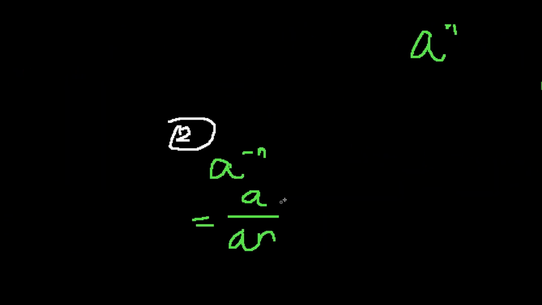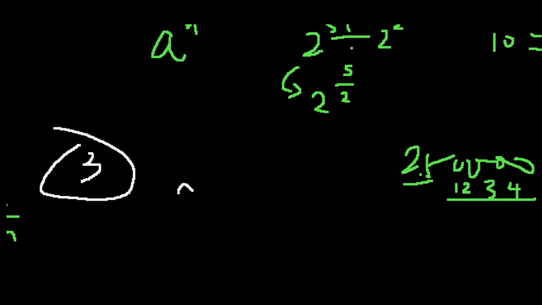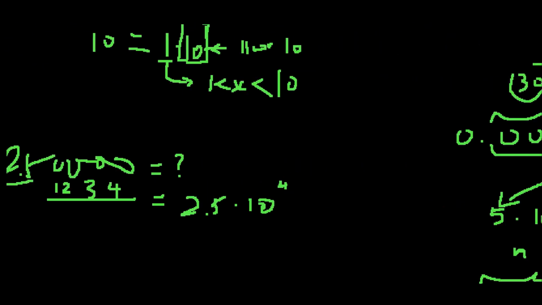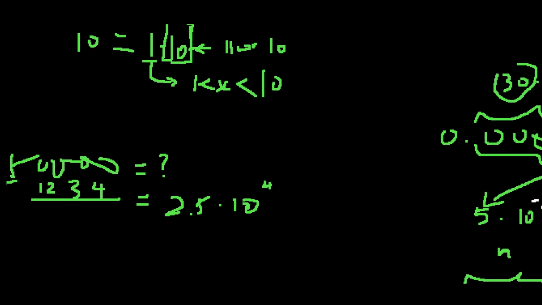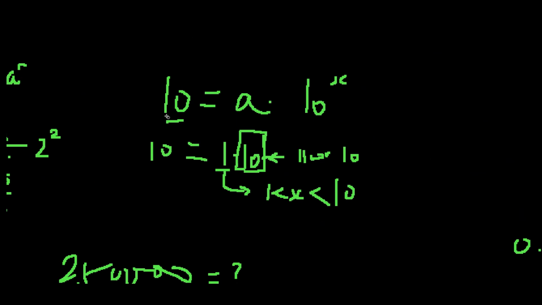And the final thing we've learned about laws of integral indices is a to the power of m divided by a to the power of n is equal to a to the power of m minus n. So now we can move on to scientific notation. First of all, the number must be between 1 and 10, and this must be 1 or 10. And this x has to be an integer.